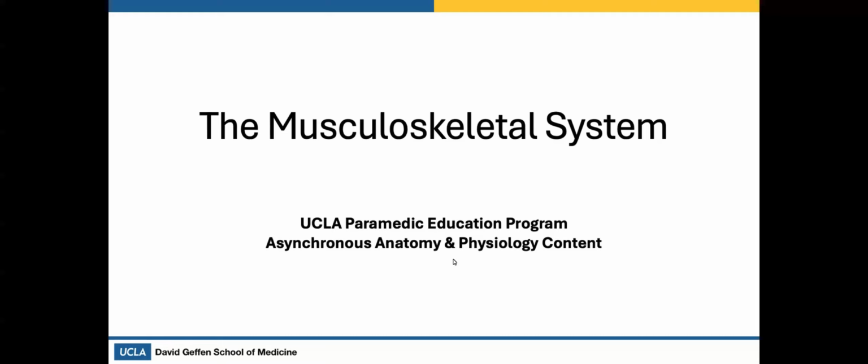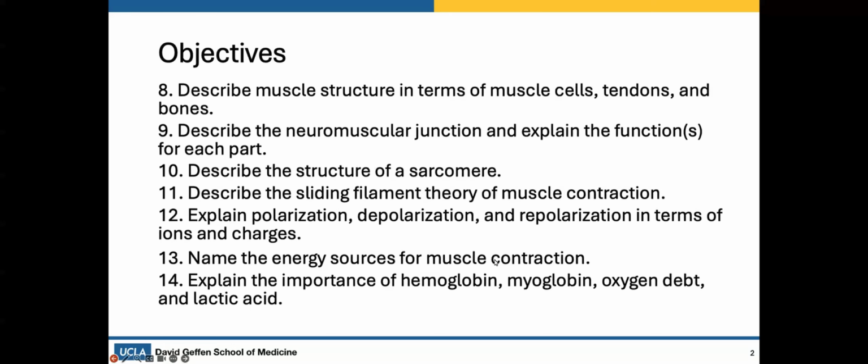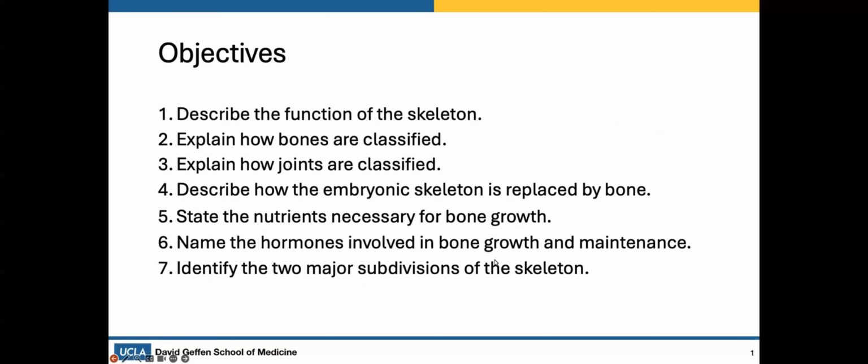First, let's review the objectives for this lesson. By the end of this lecture, you should be able to describe the function of the skeletal system. You should be able to explain how bones are classified. Explain how joints are classified. Describe how the embryonic skeleton is replaced by bone.